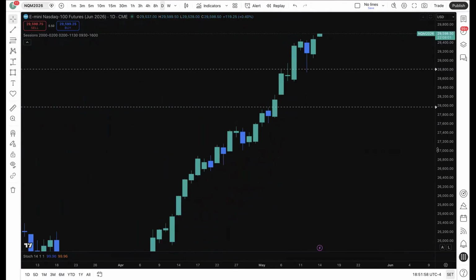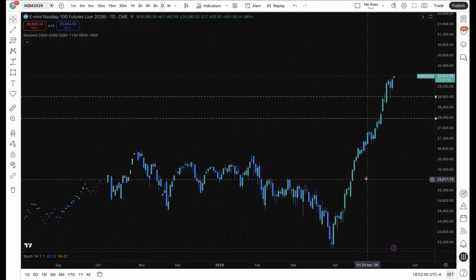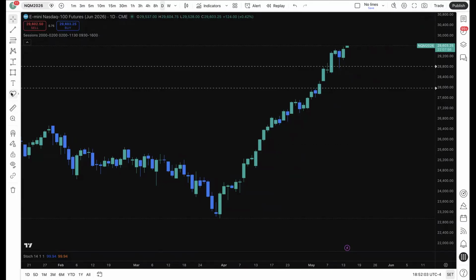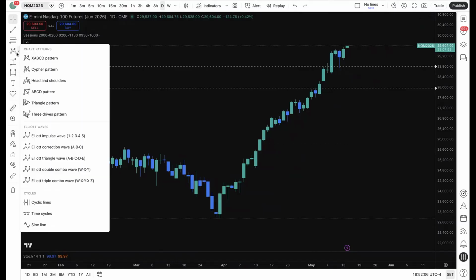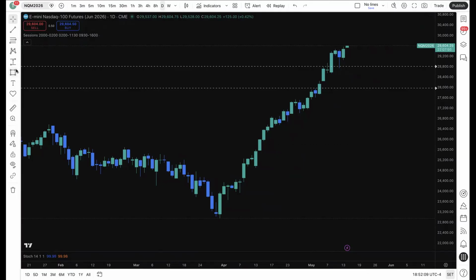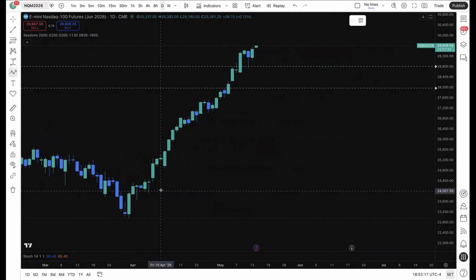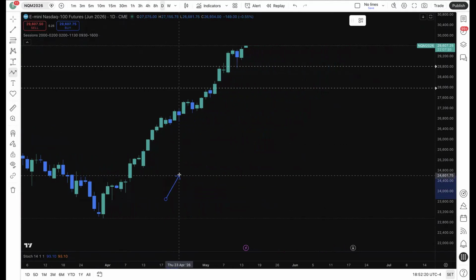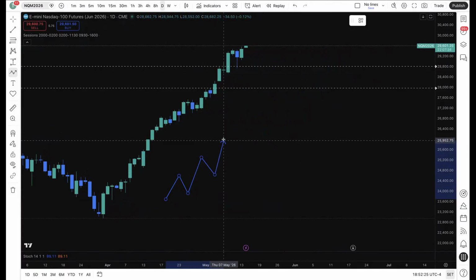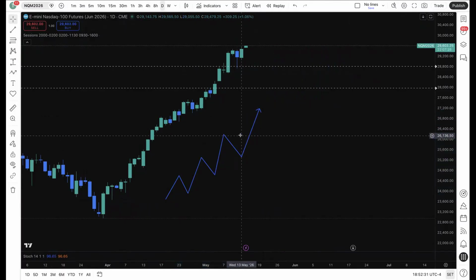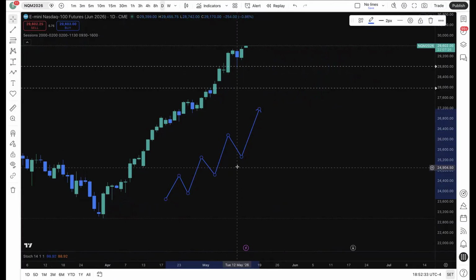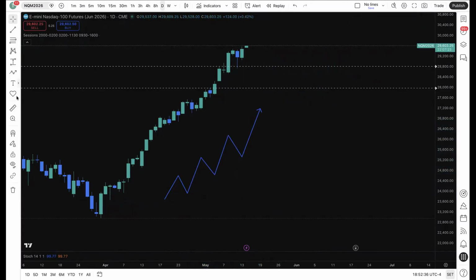So when you look at the markets, you want to look at the structure of it. Is it an uptrend or a downtrend? An uptrend means that the market is creating higher highs and higher lows. A downtrend means that the market is creating lower highs and lower lows. For an uptrend, you think about walking up steps: go up higher, come back, go up higher, come back, and so on.